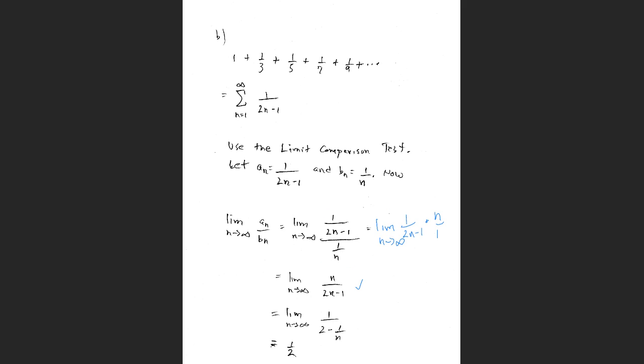Okay, I see. And then here, I multiply by 1 over n on the top and 1 over n on the bottom, which is equal to 1. And that's how I get there. Okay. All right, very good.